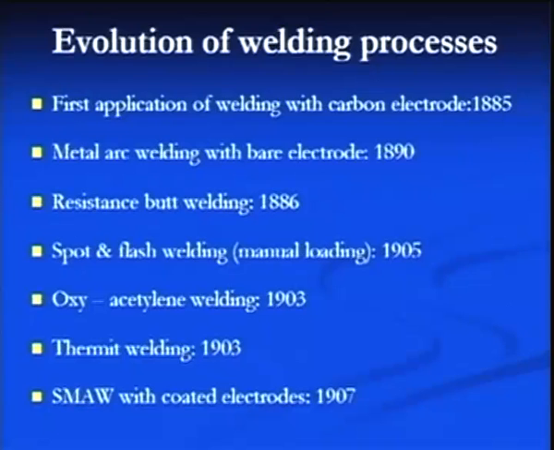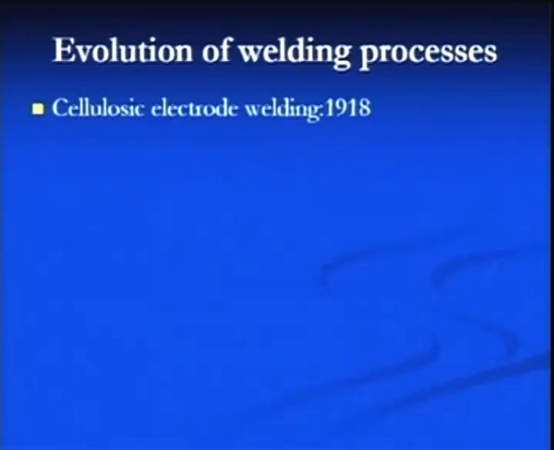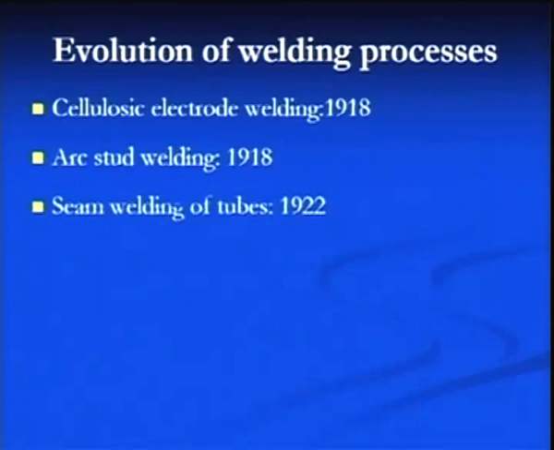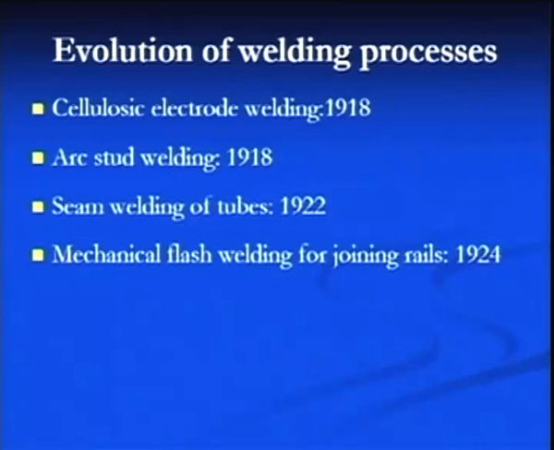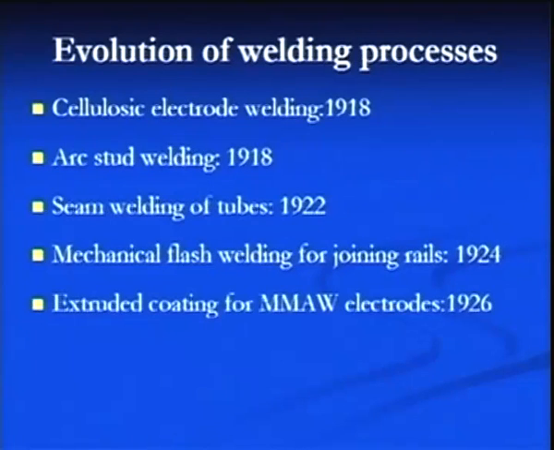Submerged arc welding with coated electrodes, which is mostly used for general applications even nowadays, was developed in 1907. Cellulosic electrodes for welding applications were developed in 1918. The arc stud welding process was developed in 1918. Seam welding of tubes was developed in 1922. Mechanical flash welding for joining rails was developed in 1924. Extruded coatings for manual metal arc welding electrodes were developed in 1926.